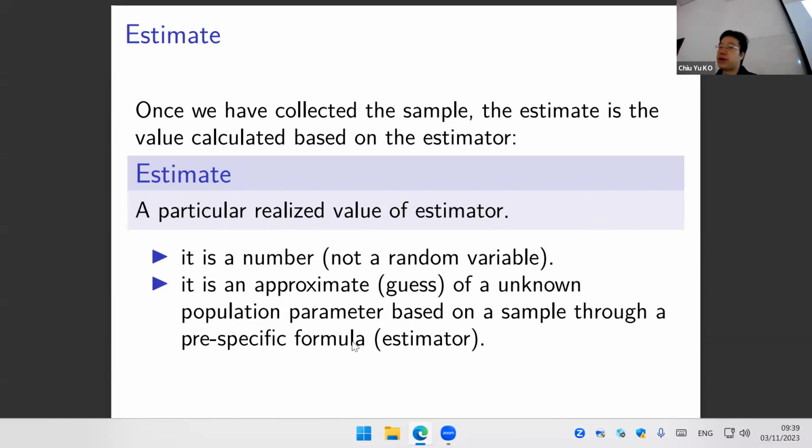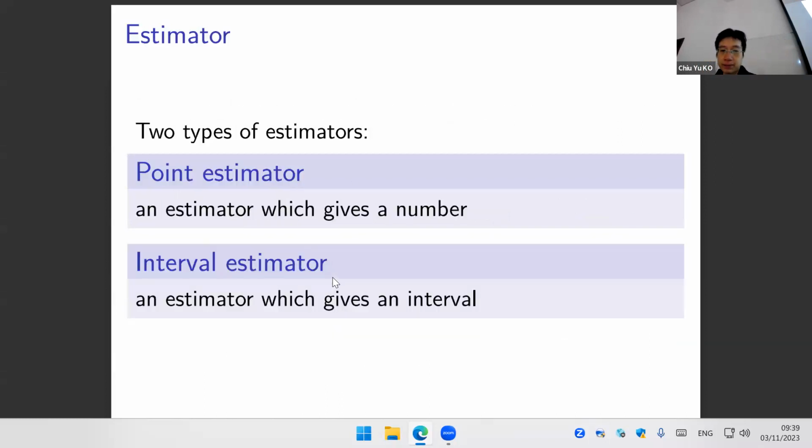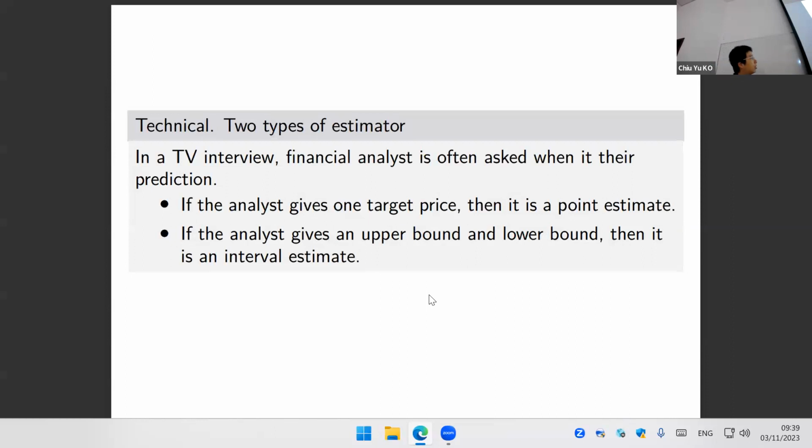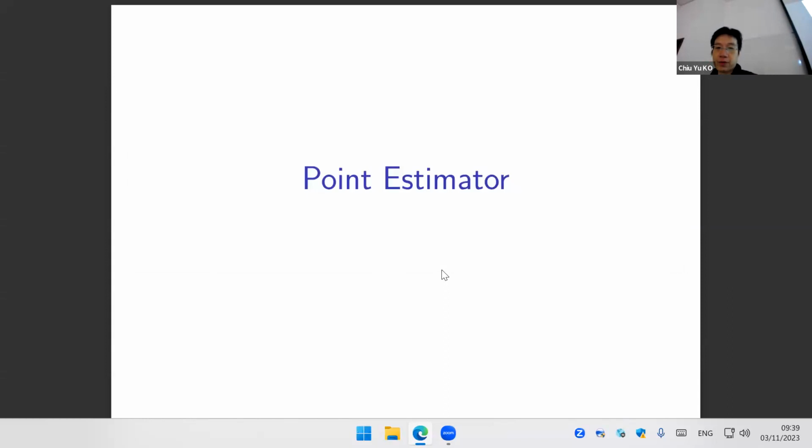So there's no more random variable there. It's just a number. And there are two types of estimator. One is called the point, the other is called interval. As you can see, point is where you just give one thing, and interval is more than one, right? The thing that you saw on TV, the analysts, if they say just a number, that's a point estimate. If they say more than one, then it's an interval. Often they give the lower bound and upper bound. So that is the way we do it.